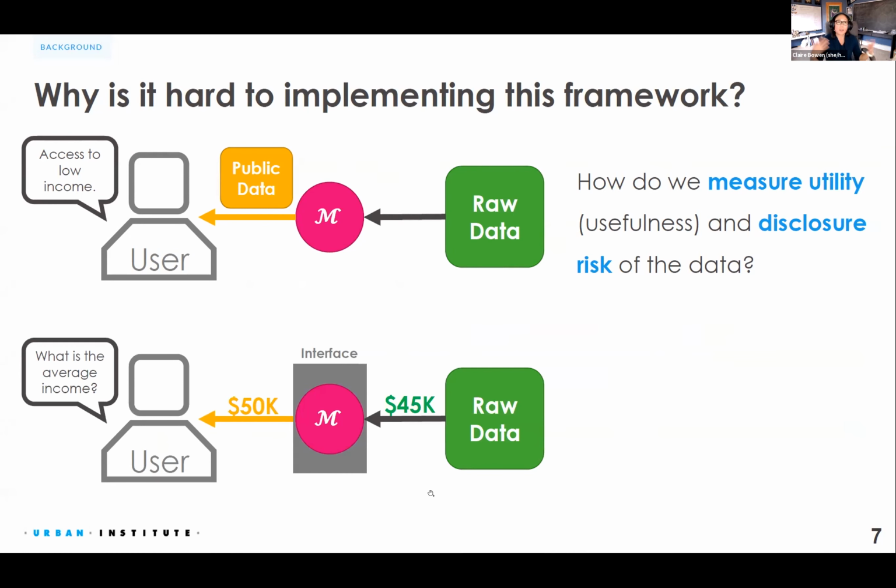The other way, when I was talking about there being some interface between you and the data set, this query-based method, seems really nice, right? Because there's something in between you and the data. So you're like, well, that's very private and I still get the answers out.